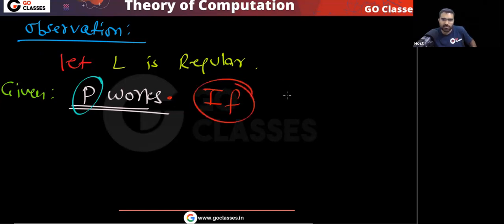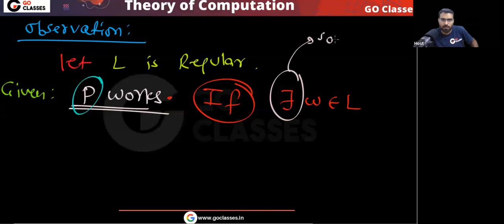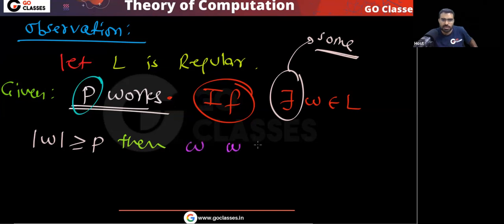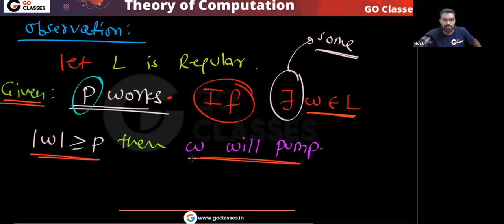there exists a W in this language, who is the candidate string, if there is some string in this L whose length is greater than or equal to P, then tell me one thing, will it pump? Will W pump? Then definitely W will pump. Because I'm telling you L is regular, and it is given that P is working. So if you take this type of string from this language, then this W will definitely pump.